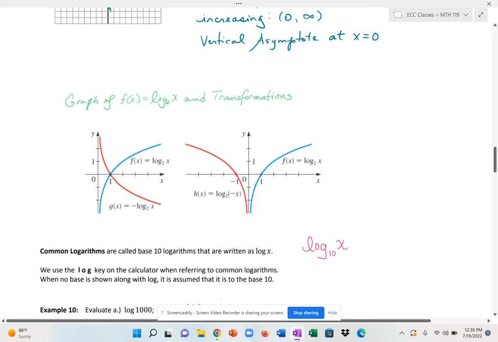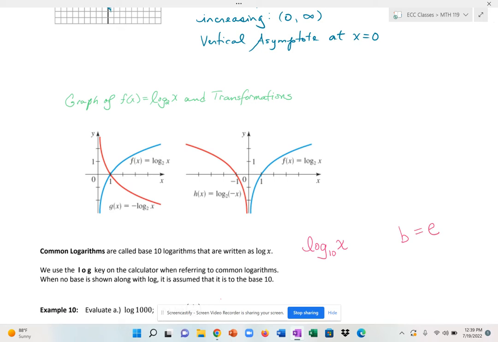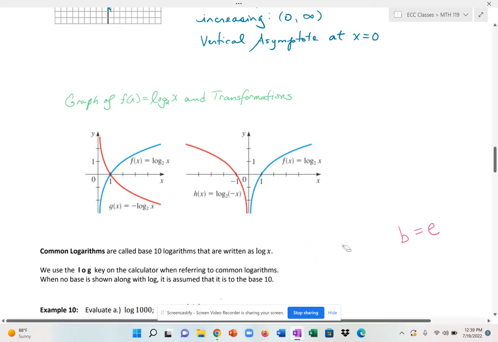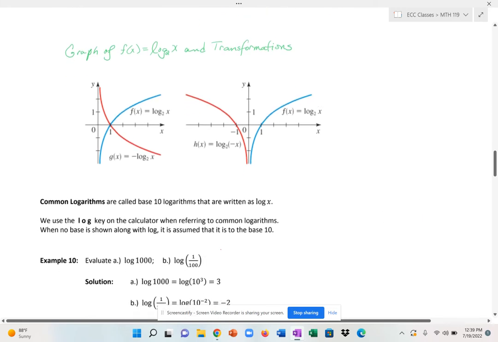If you look at a calculator, you should have a log key that refers to a common logarithm. In fact, your calculator only has two logarithms, a common logarithm and something called a natural logarithm, which I'll talk about more later in this lesson. And a natural logarithm has a base of the number e. So those are the only ones that are in your calculator. Any other logarithm of base 2, 3, 4, 5, 6, etc. does not exist.